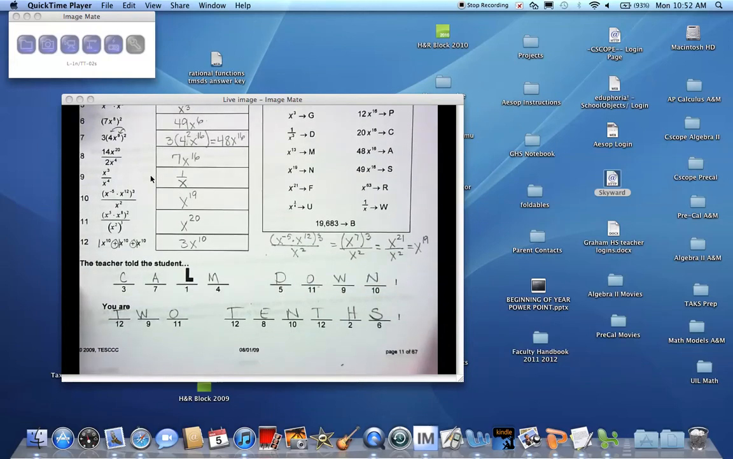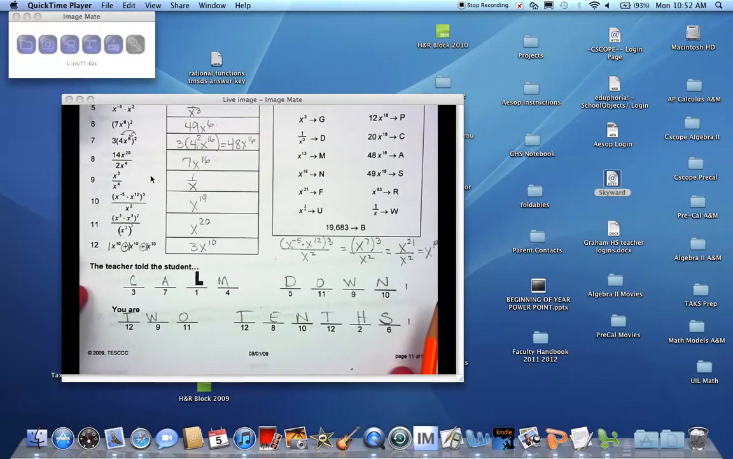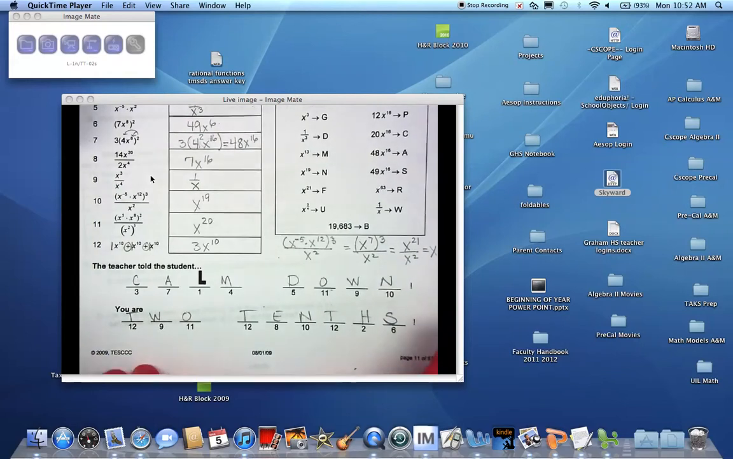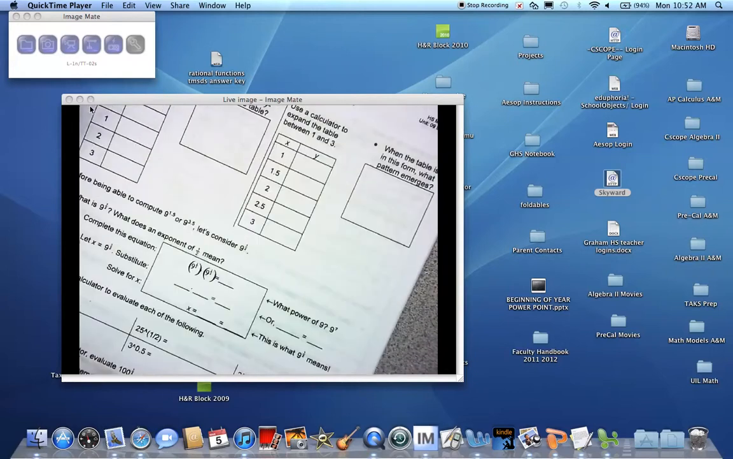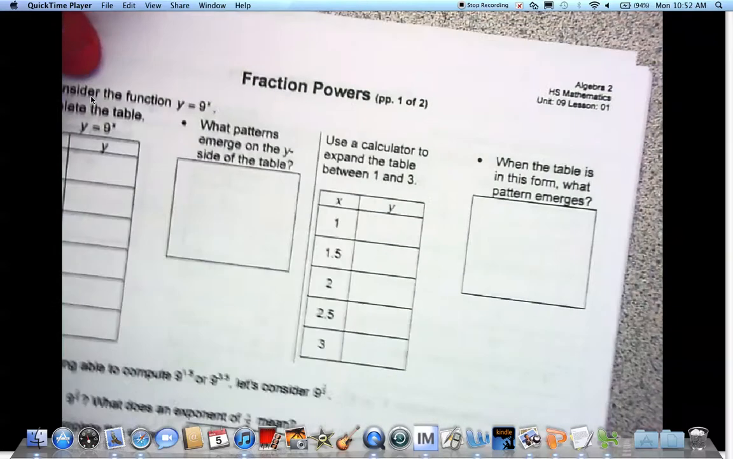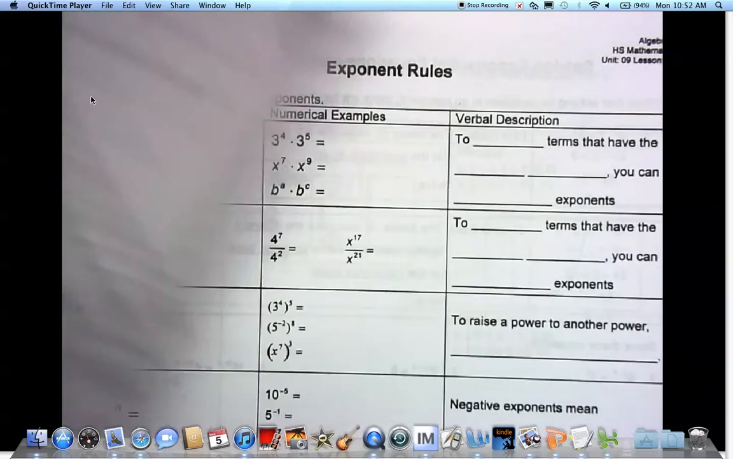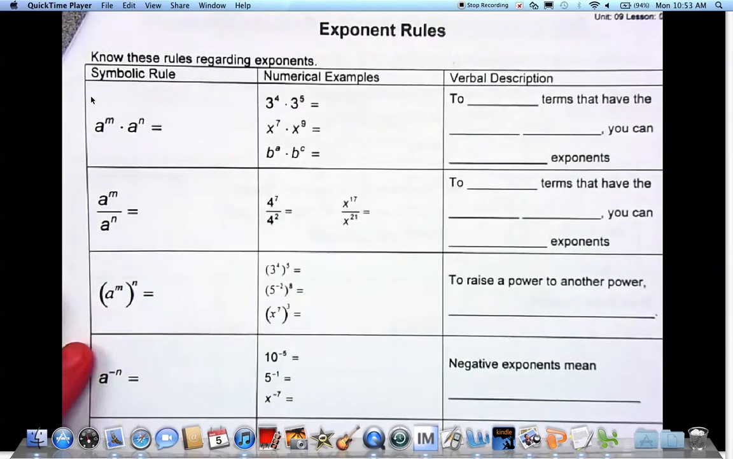Okay, how about 11? Does anybody need that one? Or any others? Don't be afraid to speak up. All right. Everybody good? Okay. Let's skip this for now. Go to exponent rules real quick. We're going to do part of this, and then we'll come back to it.